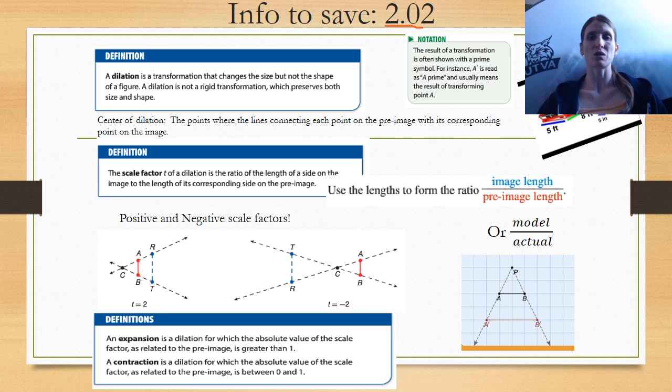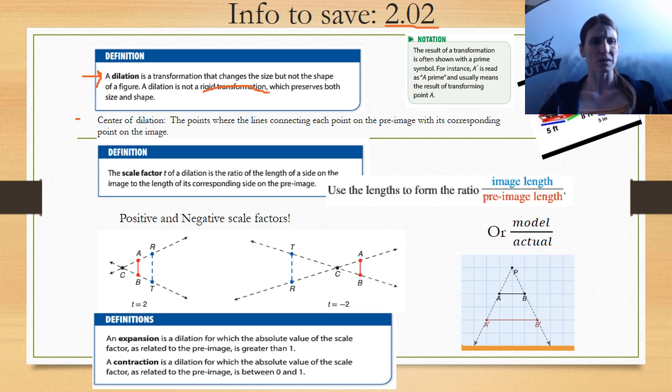So let's go on to talk about 2.02. And this was all about scale factors and dilation, and about pre-images and the images after you've dilated it. And so I want to go ahead and first define what dilation is. A dilation is a transformation that changes the size but not the shape of the figure. So it's not changing the shape of the figure, meaning it's still similar, the figure's still the same shape, but it's changing how big or small it is. A dilation is not a rigid transformation, which preserves both size and shape. So rigid meaning that it's really strict.